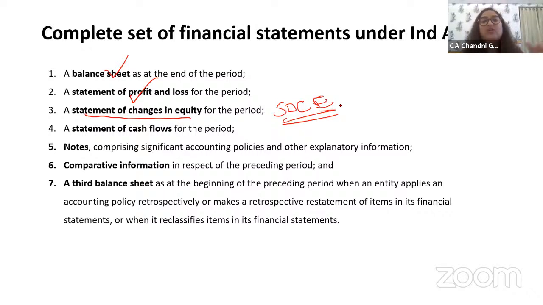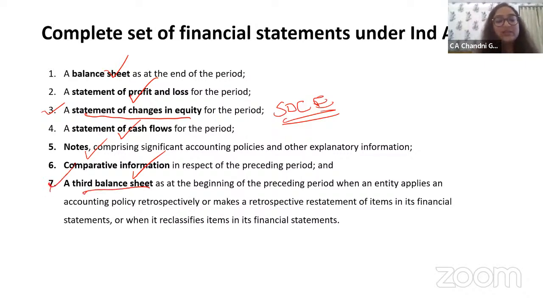Earlier in AS, we used to give a schedule or a note to show the movement in reserves and surplus, but in Ind AS there is an altogether different statement for it. So this is an additional statement. Then the statement of cash flows, that we all know, CFS. Then notes are a part of financial statements, comparative information for the preceding period. And then the third balance sheet.